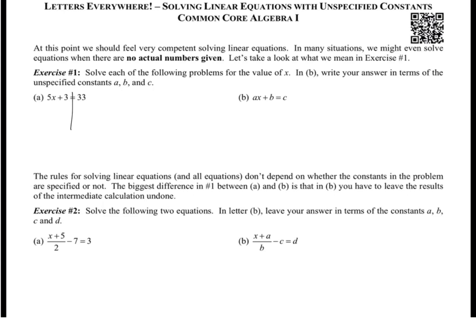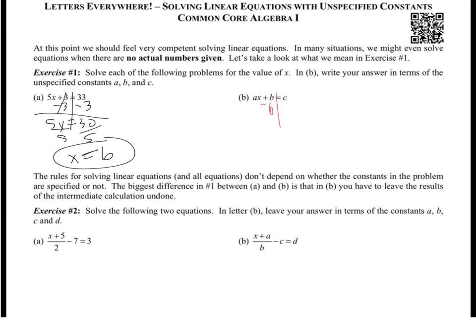Alright, so to solve for x, you subtract 3 from each side. 5x equals 30, divide by 5, and x equals 6. So letter B is a little bit different. You can attempt this on your own, but we're trying to solve for x again, but we're going to do it in terms of x.